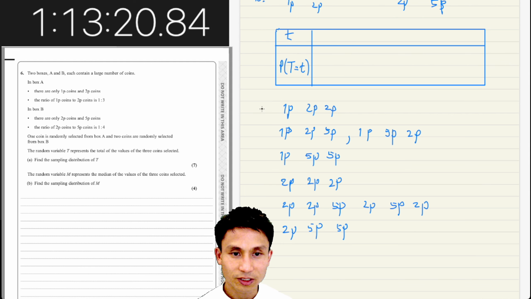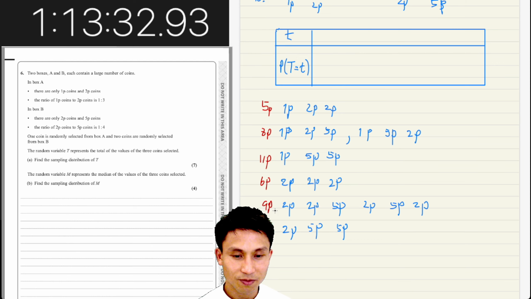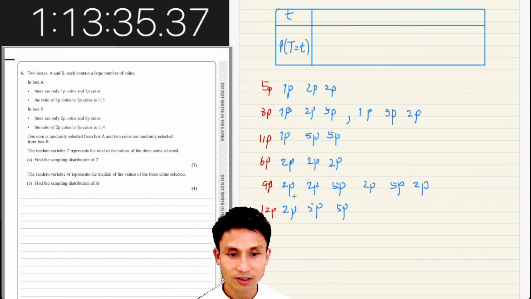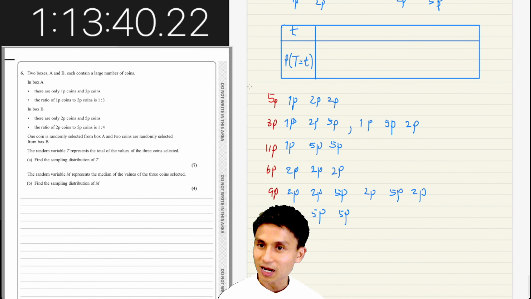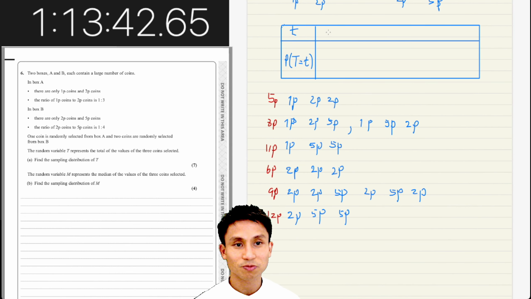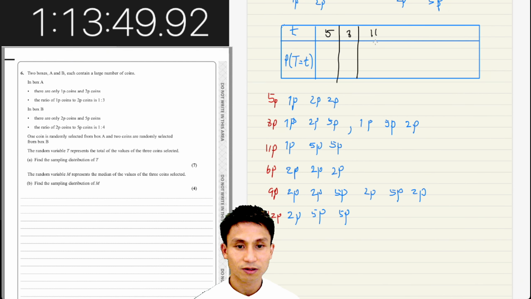That's it. So we're going to add up the cases. So this will be 5 pence. This will be 8 pence. This will be 11 pence. This will be 6 pence. This will be 9 pence. This will be 12 pence. So those are all the possible total money that you can get out of this distribution. And we're going to just plug them in. So 5, yeah, being the value of t. Sorry, it must be 6 first. 6, 8, right? 11.